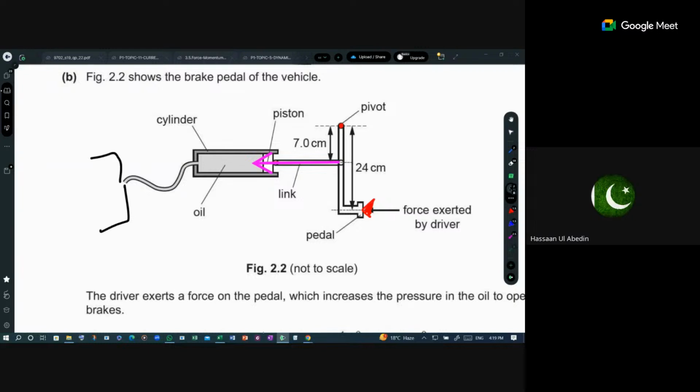It slows down the car. Basically, it is a braking system, right? Yes, it slows down the car. So this is what I have tried to draw it for further.